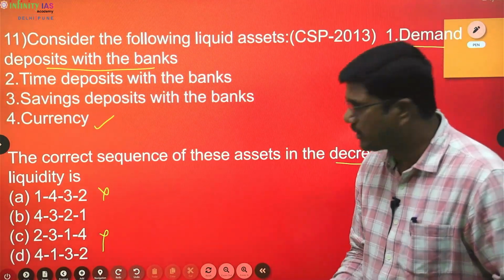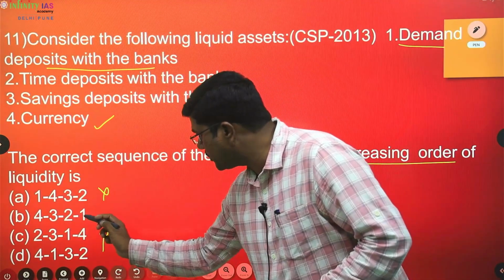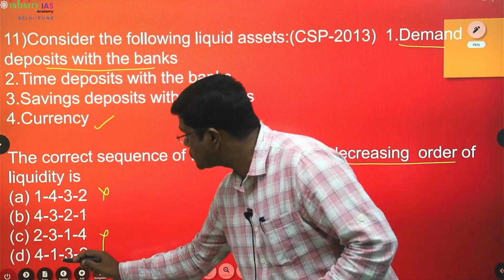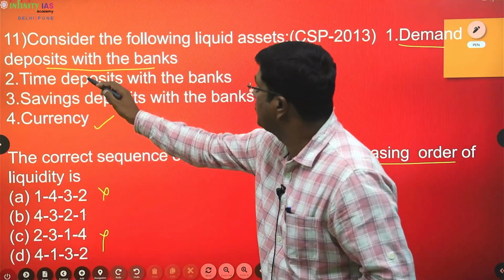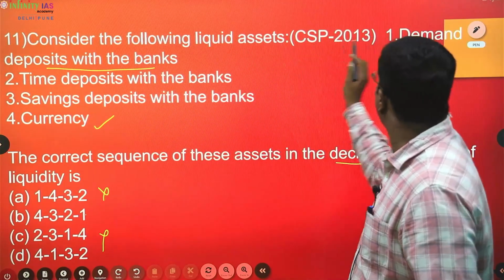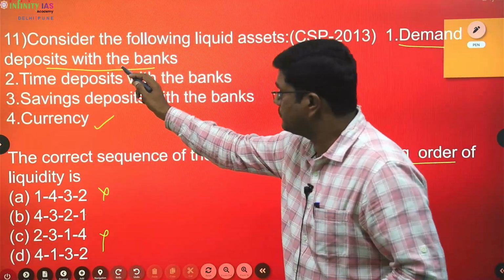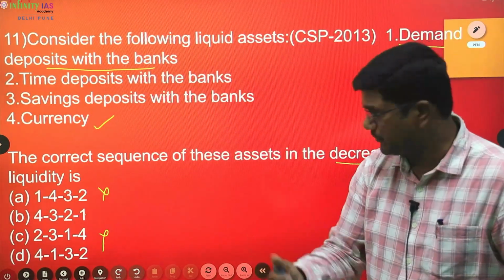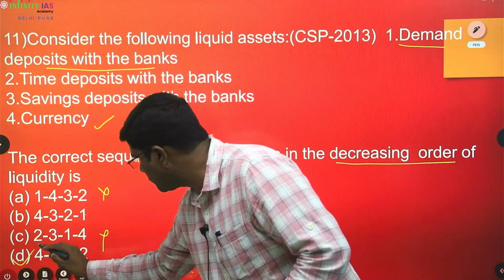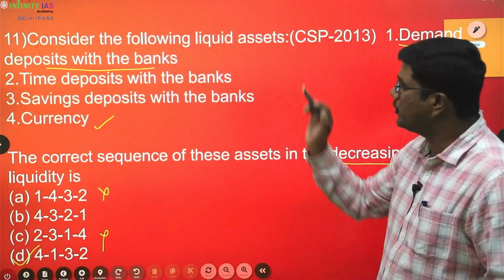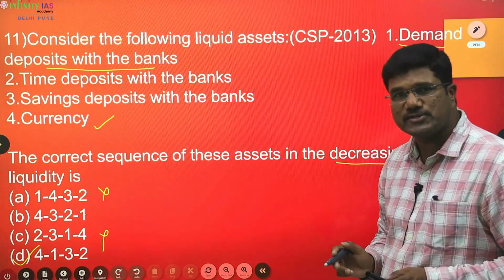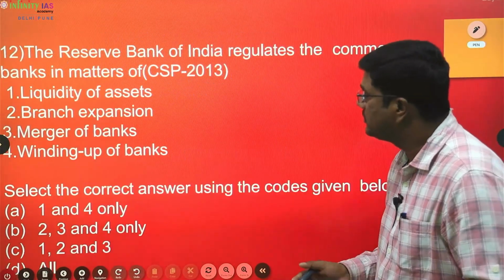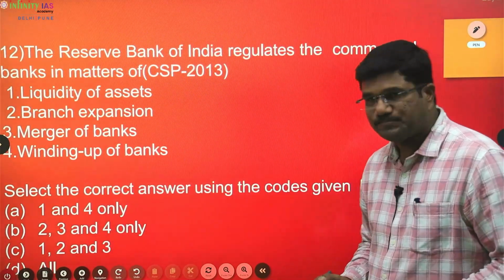Then how will it be correct? Now you are with 50-50, 4-3-2-1, 4-1-3-2. So here is 4, then you have first is what actually? Demand deposits. Second higher proportion is demand deposit. So the answer is obviously 4-1-3-2. Even if you don't know about 3 and 2, still you can get the answer. That's it.